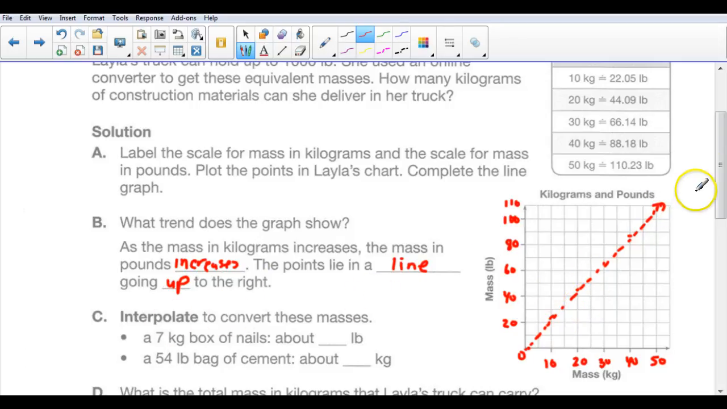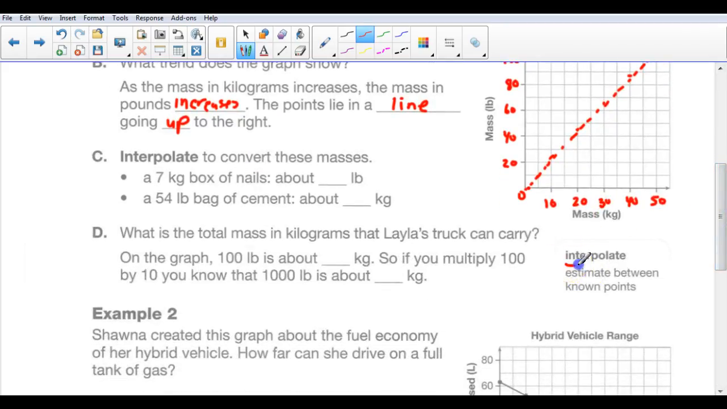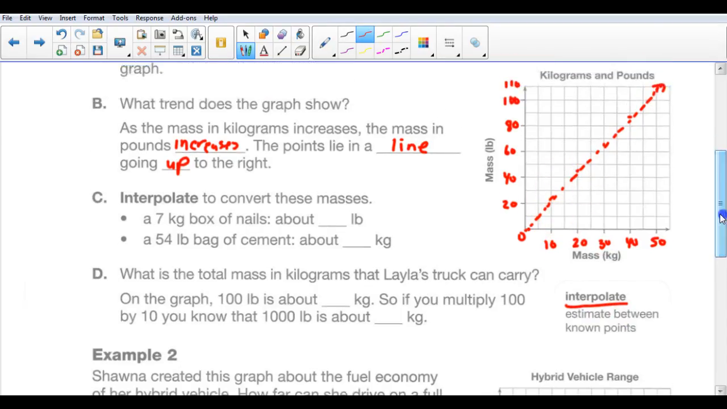So we have to understand a couple of terms here. The word interpolate. To interpolate data means to estimate between known points. So if I've got a point here and a point there, I want to estimate in between. That's what interpolate means. So it says interpolate to convert these masses.